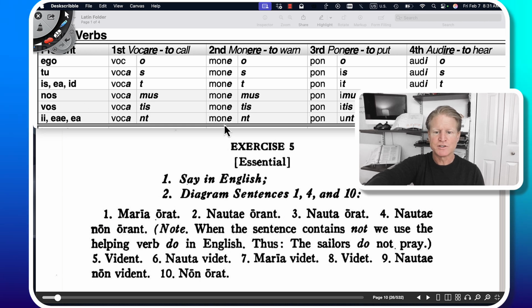Now I want to do this in English as well. So in English we would say the sailors, subject to the sentence. We don't have to put nominative case underneath it in English because we don't really do that in English. The sailors do not pray.